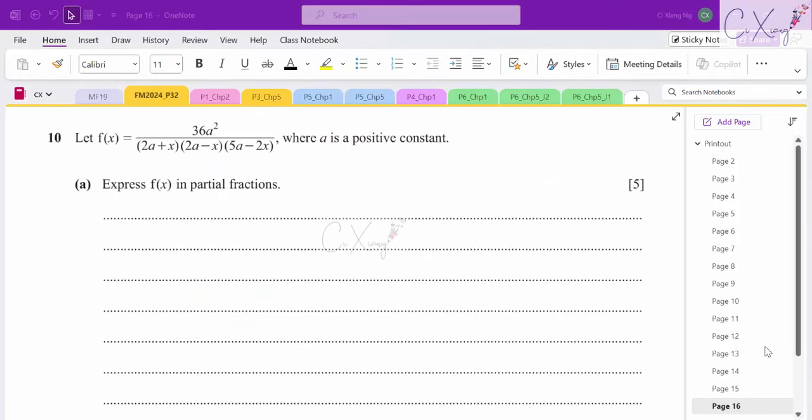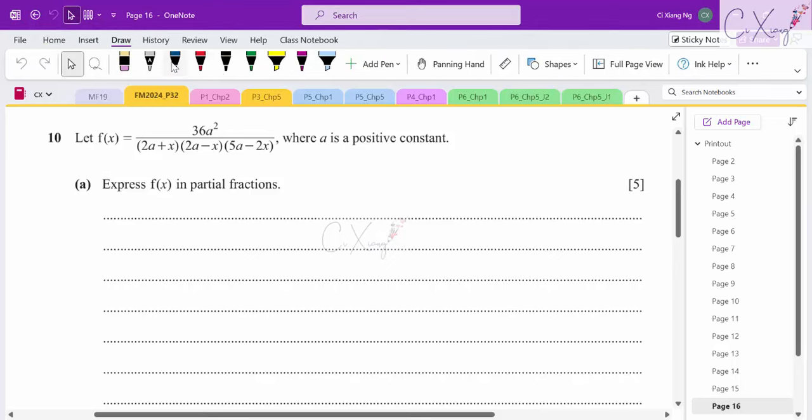We are now at question number 10. We are given a rational function like this, and a is a positive constant. They want us to express the function in partial fractions. To do that, first of all, let's have a look at whether it is a proper fraction or an improper fraction.